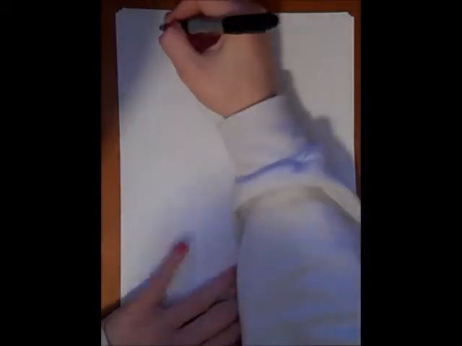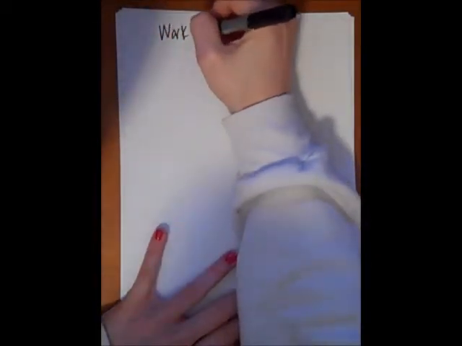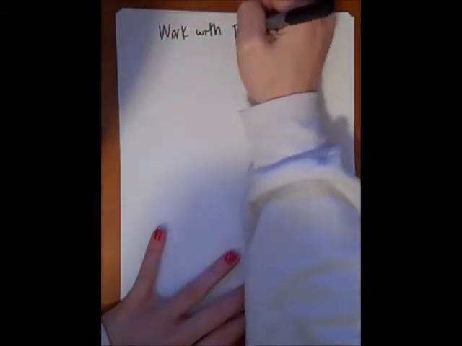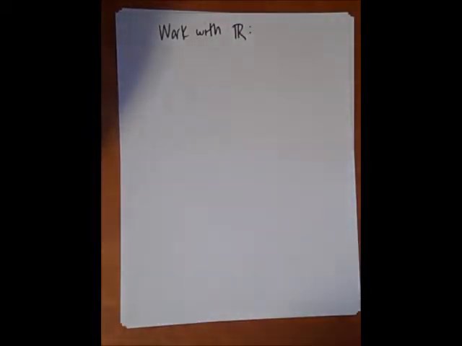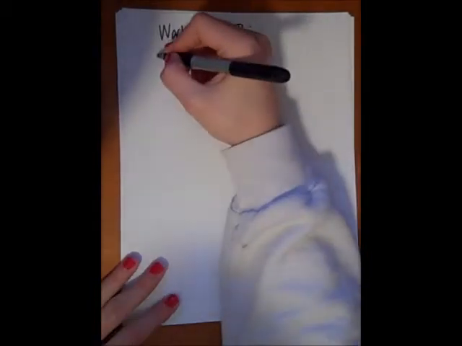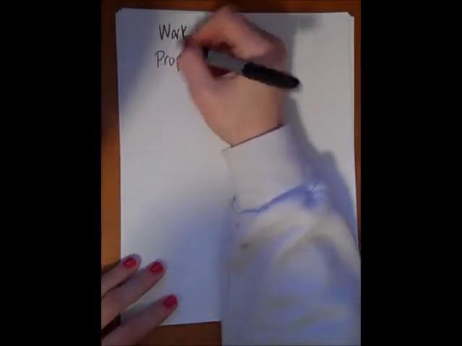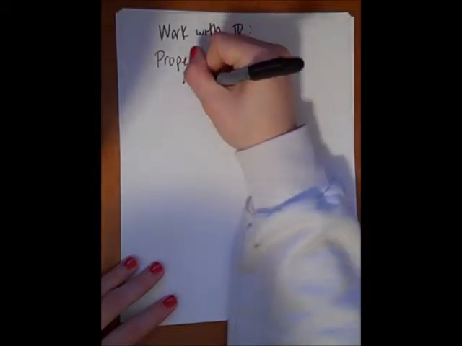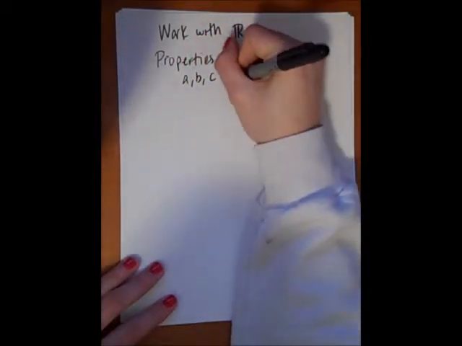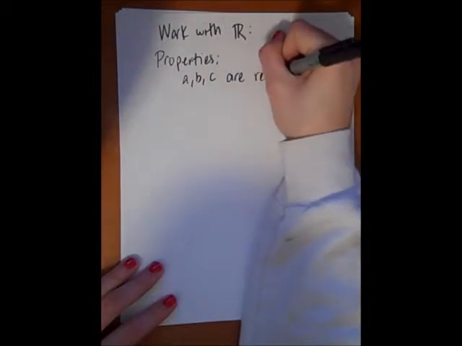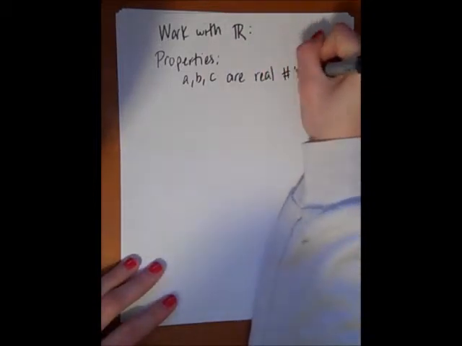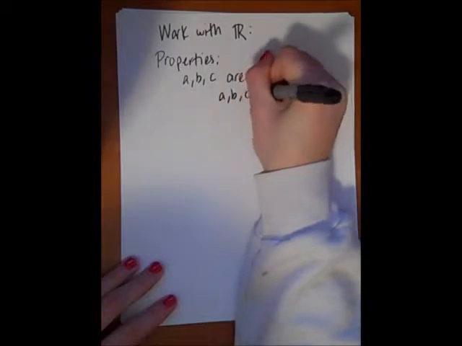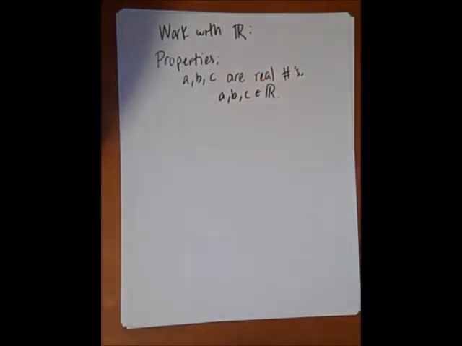In this video we're going to talk about work with real numbers. There are 10 properties that we're going to go over. For all of these properties, A, B, and C are real numbers, or we can say that A, B, and C are in the real numbers.